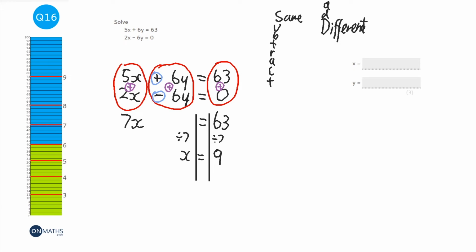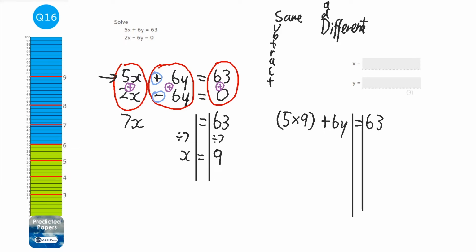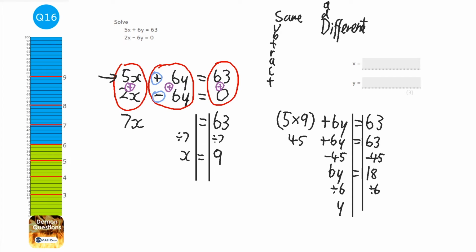Okay, now next we're going to pick one of these equations to substitute that 9 into. I'm going to pick the first one, but it could probably be easier to pick the second one, doesn't matter. So I'm just going to rewrite this first equation. But instead of 5x, we know it's 5 times 9 plus 6y equals 63. I'm going to put my lines in, and we've got to find out what y is now. So 5 times 9 is 45, plus 6y equals 63. And then we're going to take away 45 from both sides. So 63 take away 45 is 18. So 6y equals 18. And then we're going to divide by 6 both sides, so y equals 3.